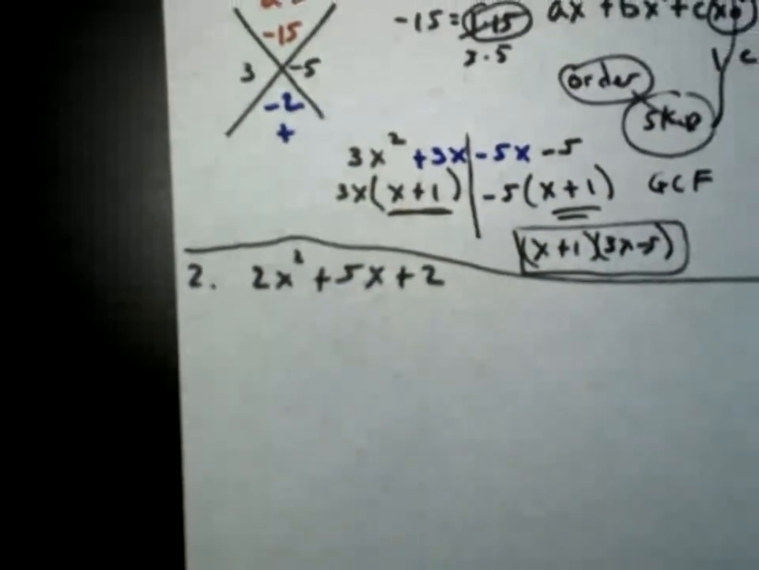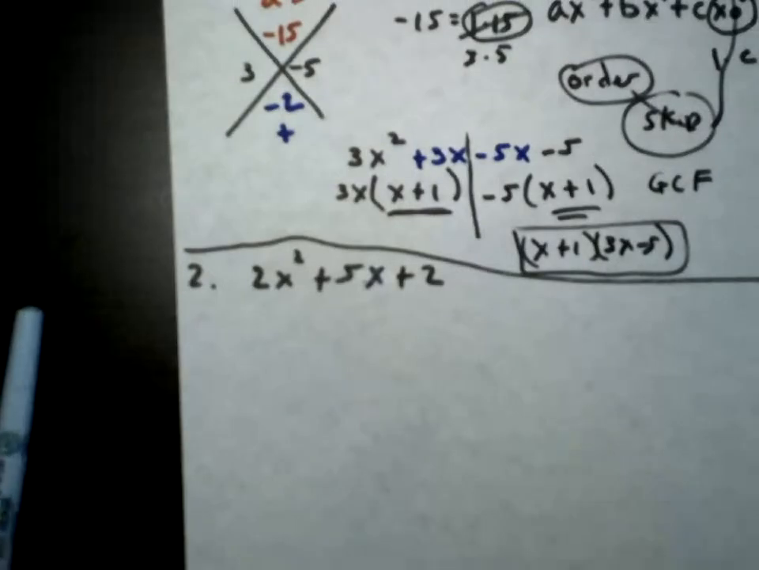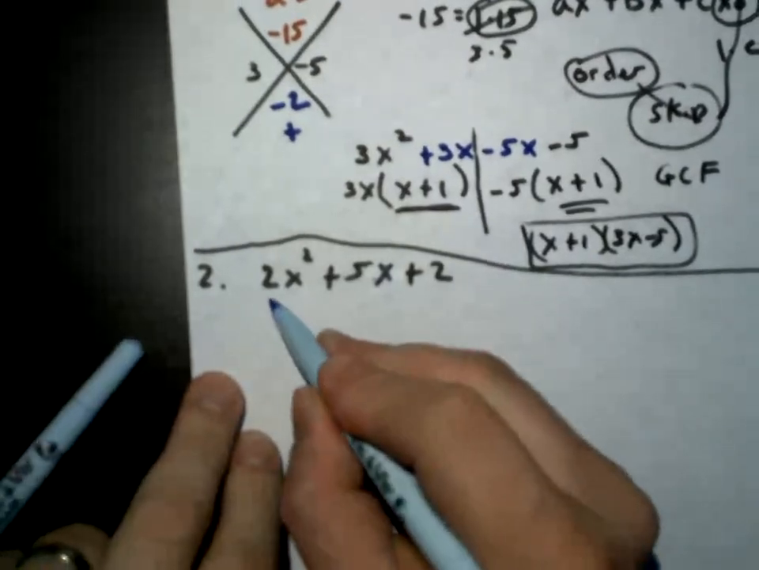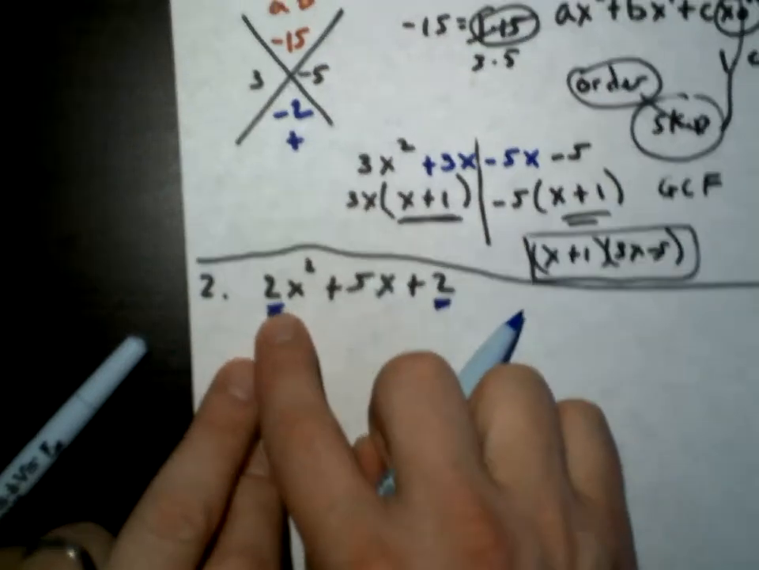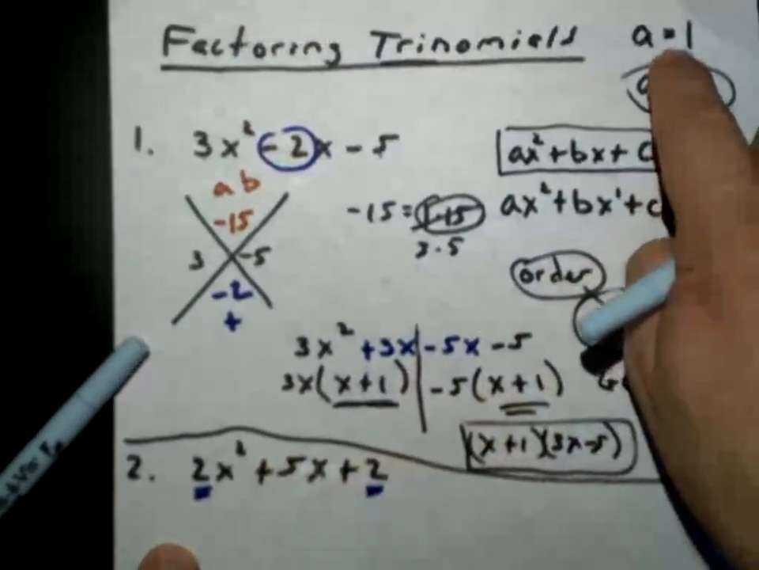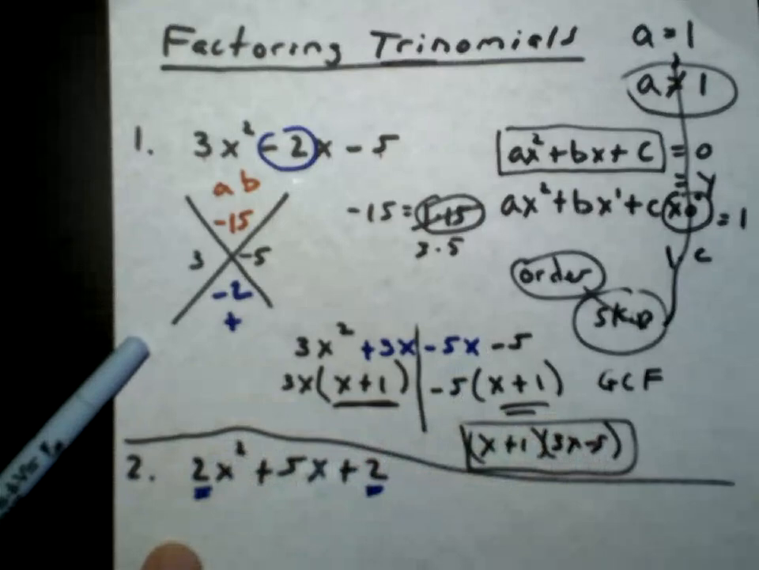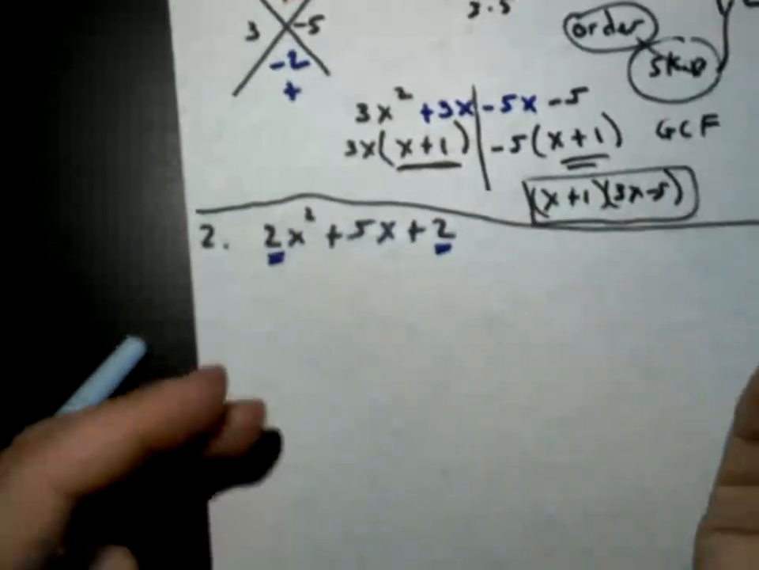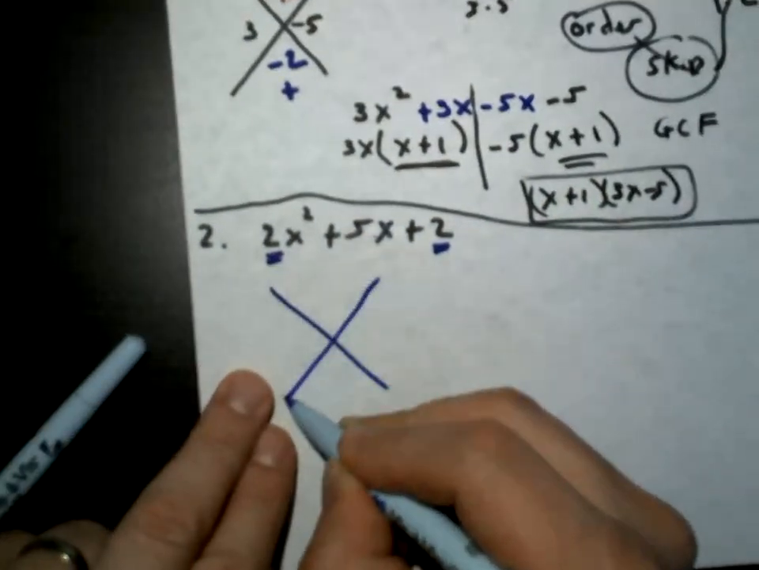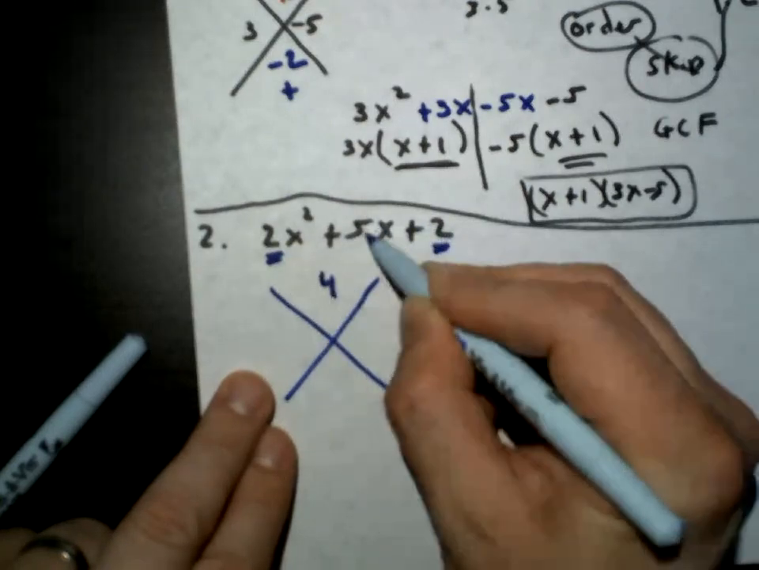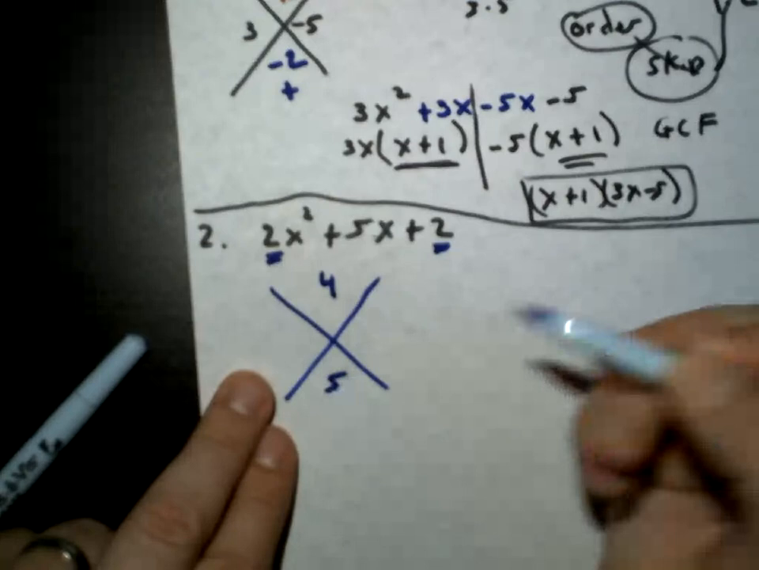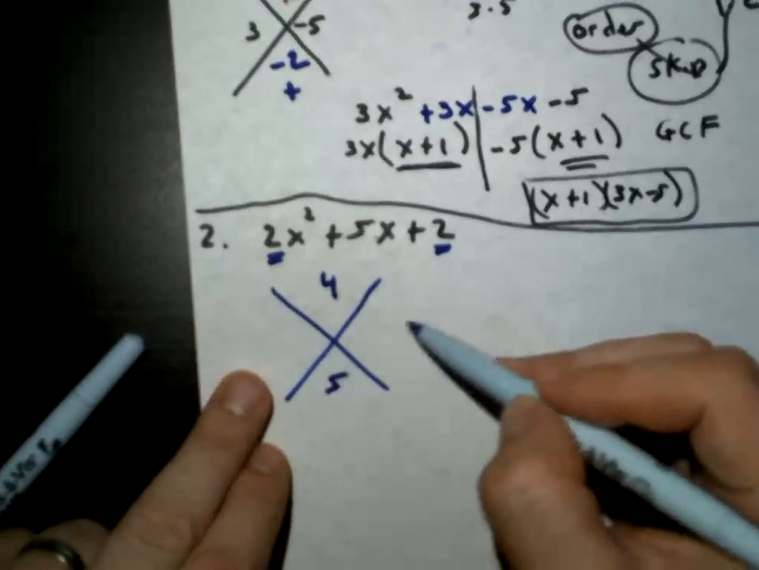Let's try this one. So this one's pretty much the same idea. I'm going to go a little faster with this one because I know that this is not a 1. This is a 2. So to do this, what I'm going to do is start out like the diamond method. And I'm going to go 2 times 2, which is 4. That 5 goes down there. So now I'm ready to start.